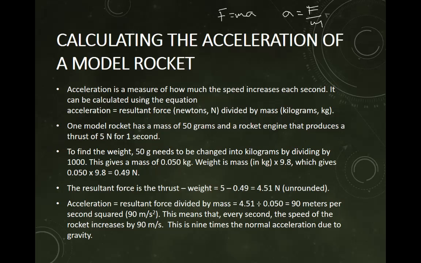Okay, so newtons, remember, is a kilogram meter per second squared divided by kilograms, which is a mass. They'll cancel, which leaves us with meters per second squared, and that's our A for acceleration. Now, one model rocket has a mass of 50 grams, and a rocket engine produces 5 newtons of thrust for 1 second. So let's go through here. Notice that we have 5 newtons. There's our force. 1 second. There's our time. And we have a mass of 50 kilograms.